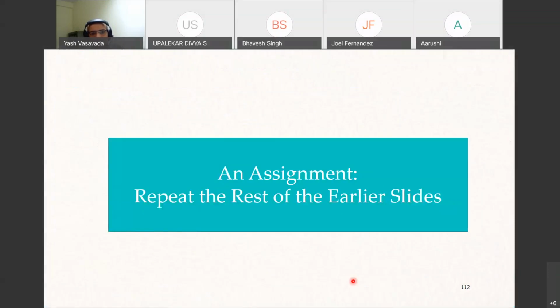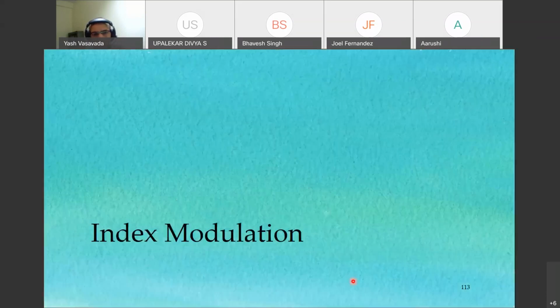But it is at this point that I said that, okay, I'll let you do the rest of the slides. You can go over each slide one by one and see how, if at all, that slide has to be modified for this beamforming problem. Okay, so that is, I think, all for today.